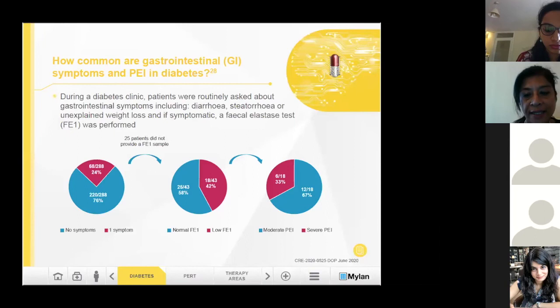Now, if we look at the third chart, 33%, that's 6 out of 18 patients, were found to have a fecal elastase below 100. That's showing us that these patients had severe PEI. The graph is telling us that if you routinely and proactively ask your patients if they have GI symptoms, you will probably find higher numbers than expected, as demonstrated in this study. So one in four patients had GI symptoms when tested. 42% of these patients with GI symptoms were due to PEI. And if you look at the numbers, one in 10 patients had PEI.